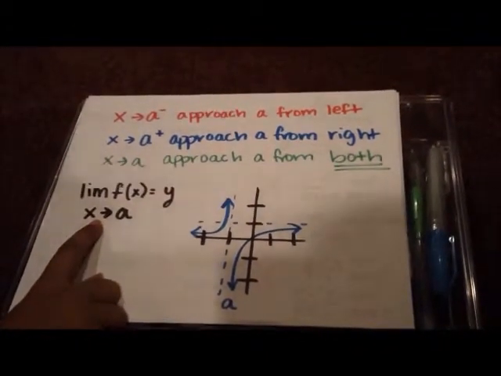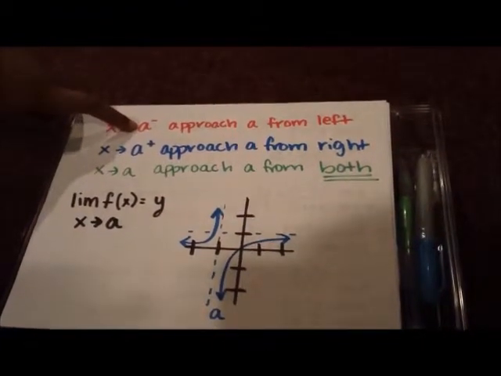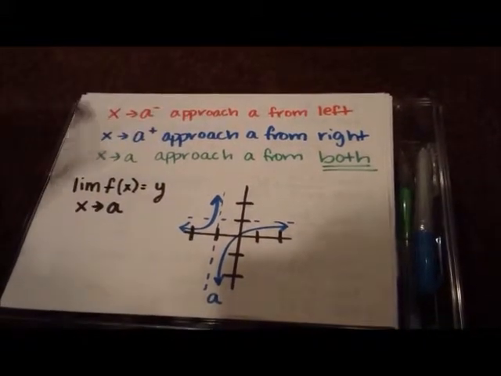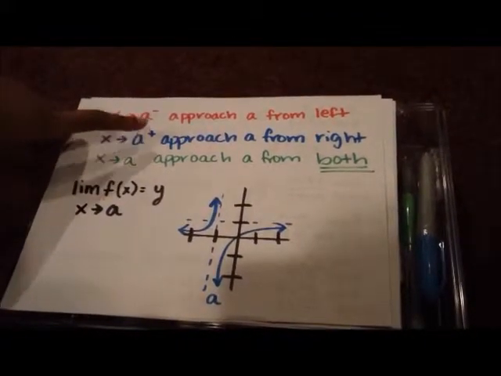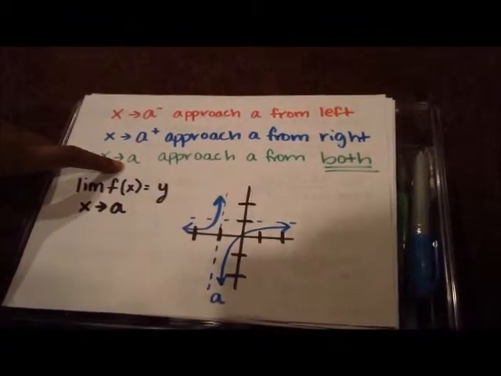The approaching values can be written in three different ways. If a, or your value, is written with a negative sign, it means approach the value from the left. If a is written with a positive sign, approach your value from the right. And if a is written without a sign, approach a from both sides.